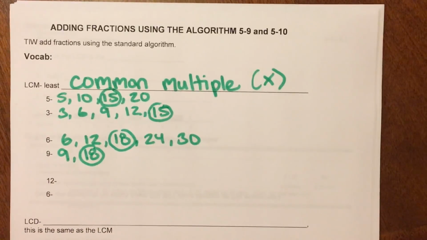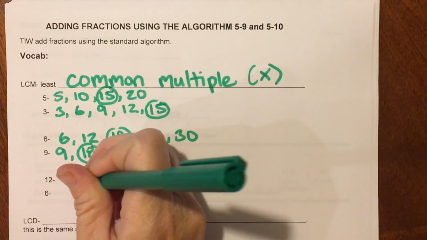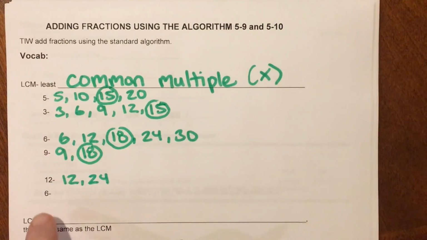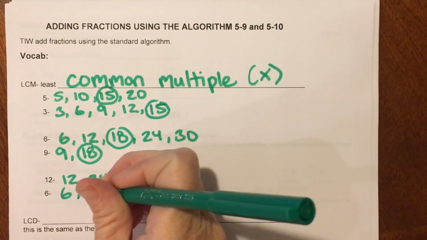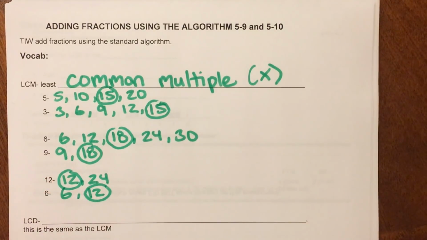Now let's try another one. 12 and 6. So ready? 12 times 1 is 12. 12 times 2 is 24. I'm actually going to stop because I know 12 is going to work. 6 times 1 is 6, and 6 times 2 is 12. So my least common multiple is 12.